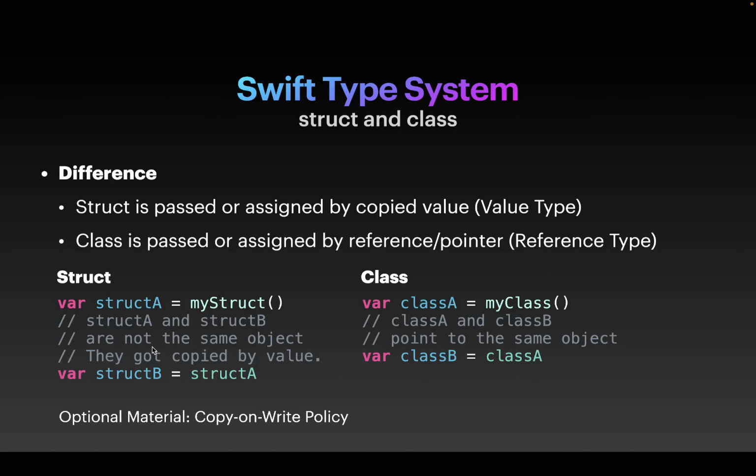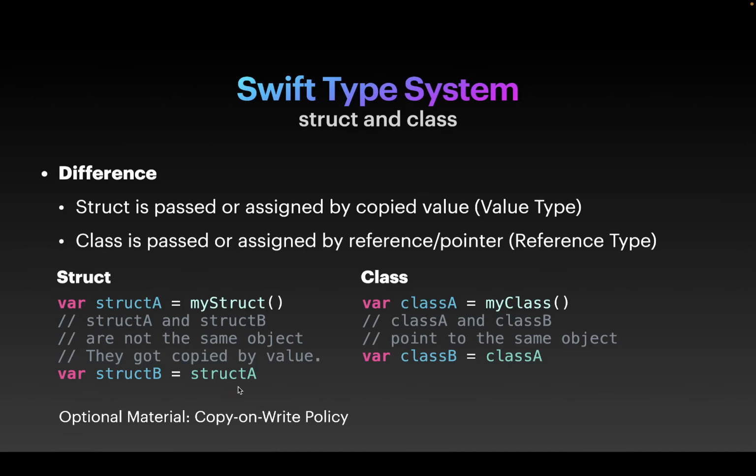But the class is a different story. When a class is passed or assigned, it's passed by reference, or you may say pointer. You don't really see any reference or pointer, at least in this class, but conceptually you can think of it as passed by reference or pointer. We usually call this a reference type. Let's again take a look at the example here. I assign class A to class B, and they're exactly the same object. They point to the same object in memory.